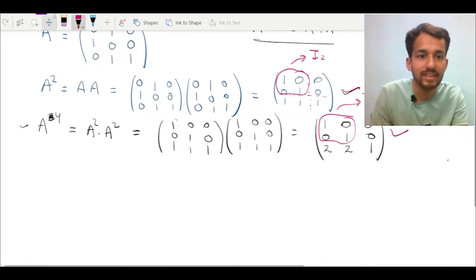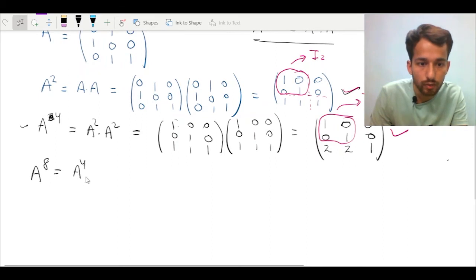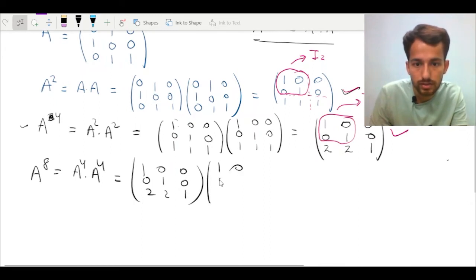So let's move ahead and compute another power. Let's raise it to power 8, and then check whether there is some pattern which we can find here. A8 will be A4 times A4. A4 was 1 0 0 1, 2 2 0 0 1, likewise 1 0 0 1, 0 0 1 and 2 2. Let's compute the matrix products again.